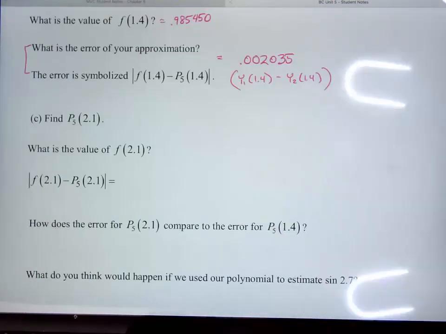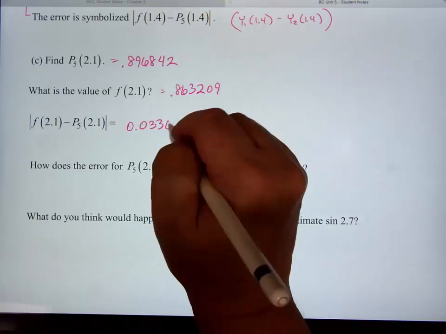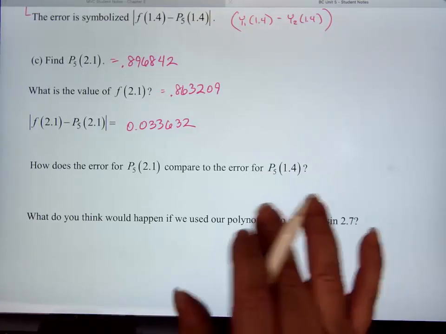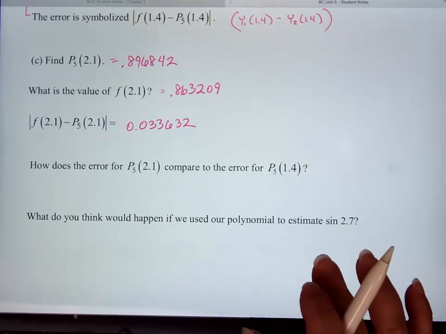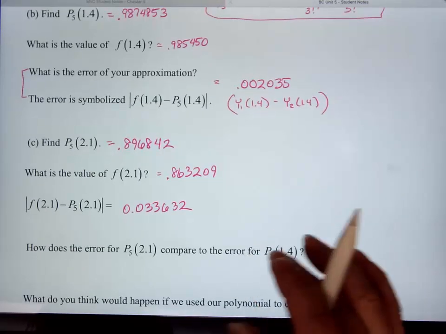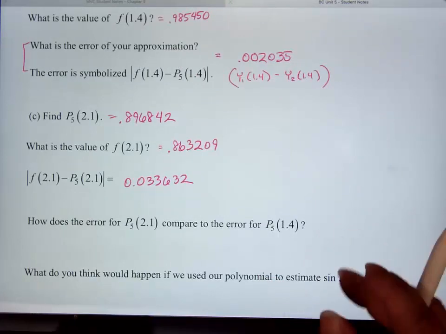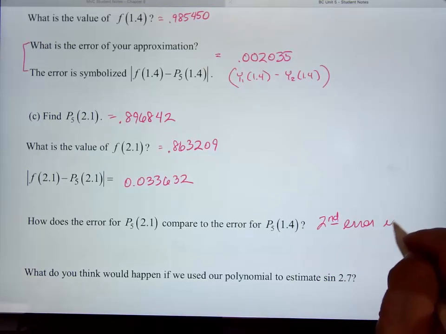I would like you to answer the questions for C, please. Right now on your paper, answer the questions for C. Are these the answers that you're getting? Does that look pretty good? Okay. Now, how does the error for the one we just did compare to the error from the previous one? The second one is more off. The second one is much more off. The second error is larger than the first.